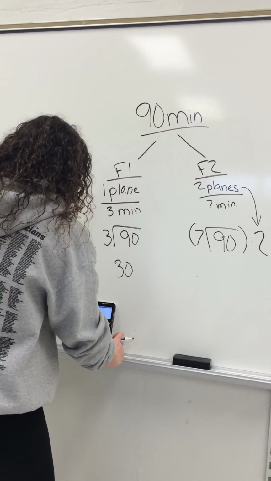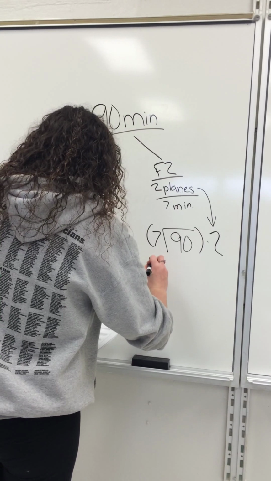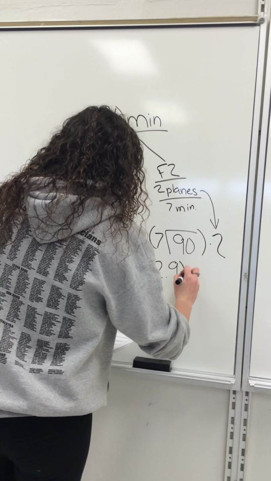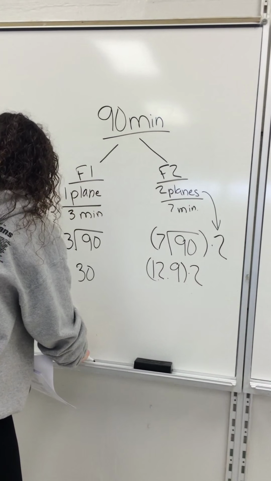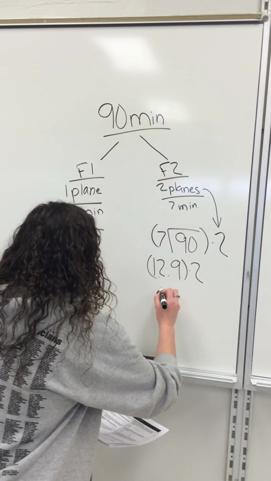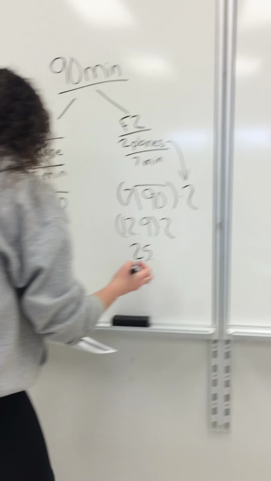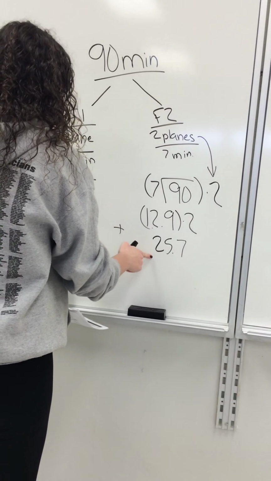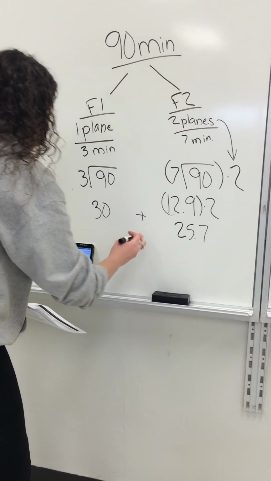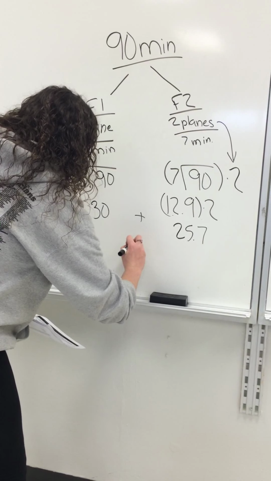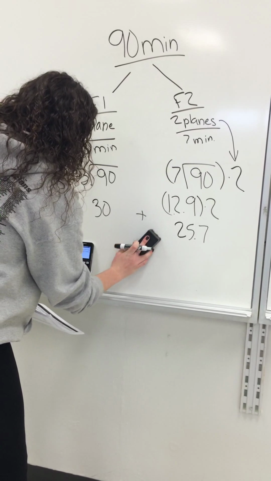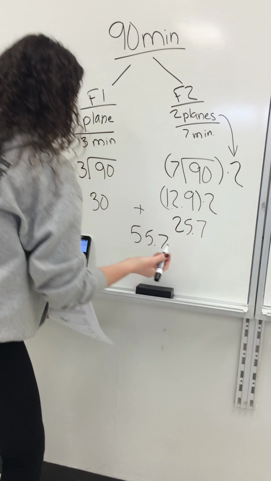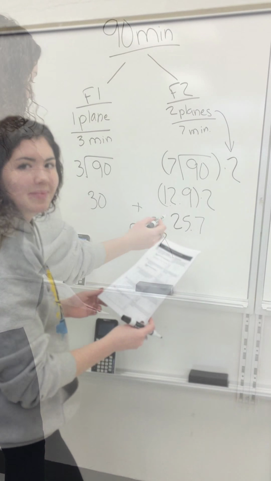90 divided by 7, that's going to be 12.9 times 2, which is going to be around 25.7. So you're going to want to add these 2 together to get the total number that they can send up. So your answer is going to be 55.7. But since you can't have 0.7 of a plane, you're just going to count that.